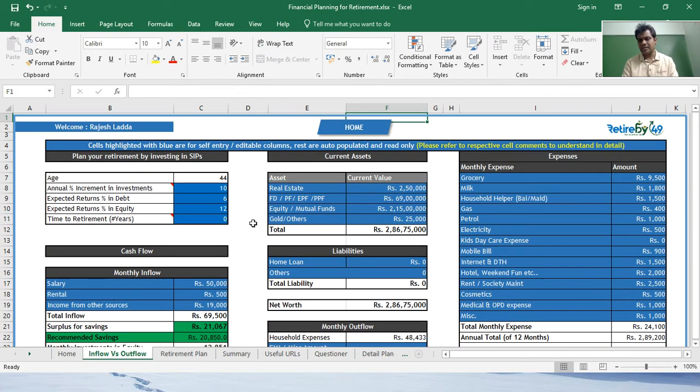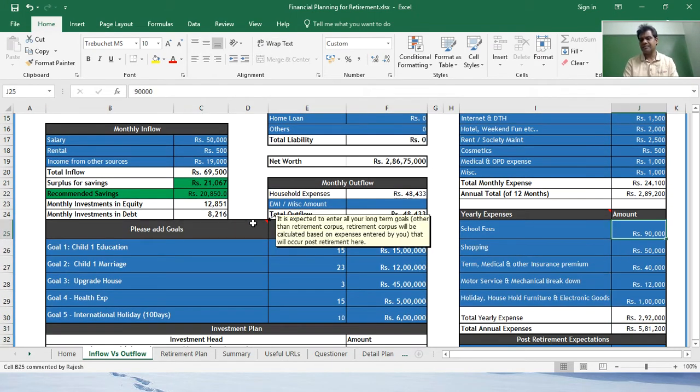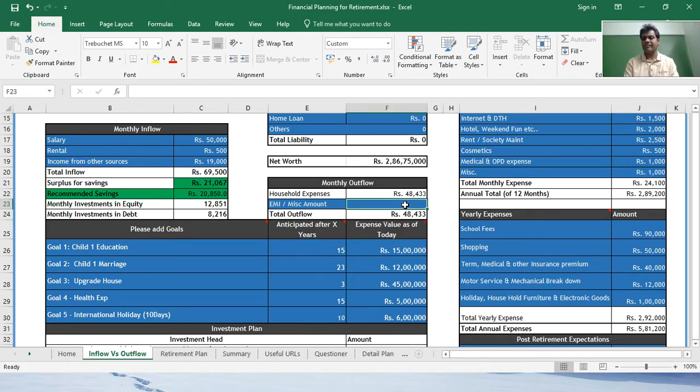Then here on the right-hand side, it will allow you to add your monthly expenses. There are various heads I've given like grocery, petrol, electricity, internet, each and everything you can enter. Everybody also has some expenses which you pay once or twice a year, like school fees, shopping bills, term insurance or other insurance premiums, motor service, like car servicing or car insurance, and then a holiday once or twice every year, some furniture or electronics which changes. That is calculated and it comes as your monthly expenses. And then if you have any EMI or any other amount which you are committed to pay every month, you can enter that amount. So your total outflow will come.